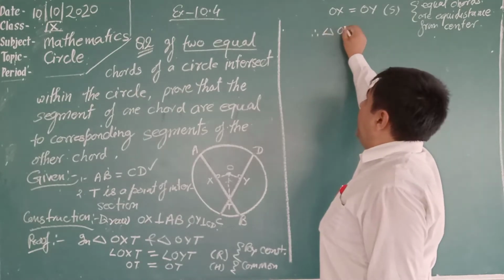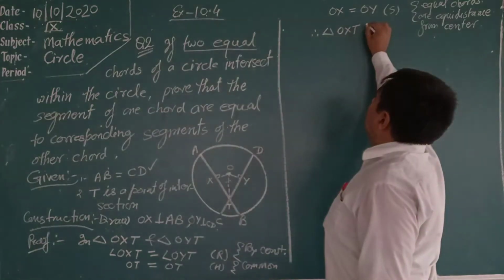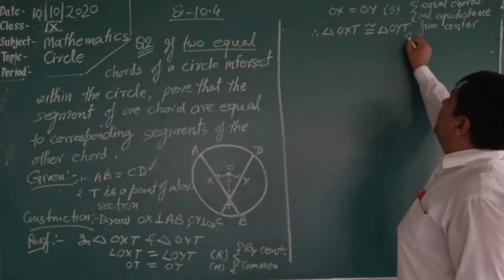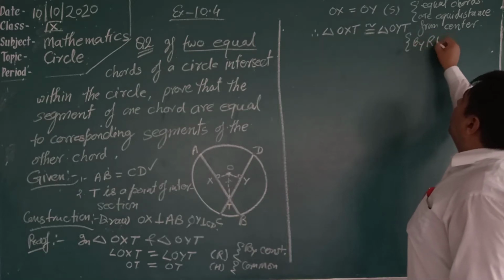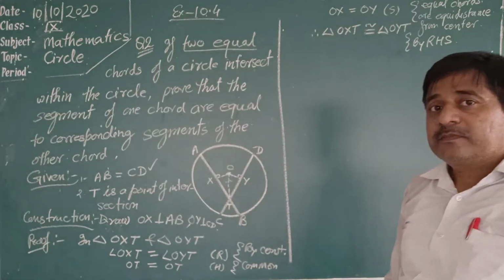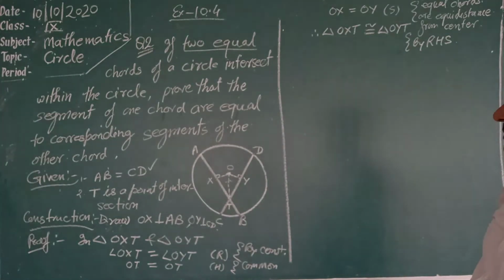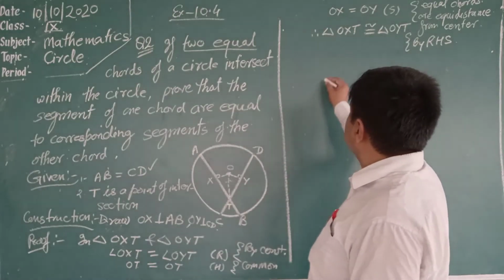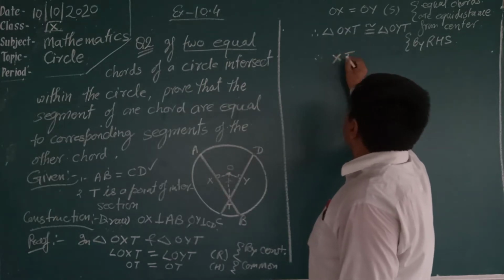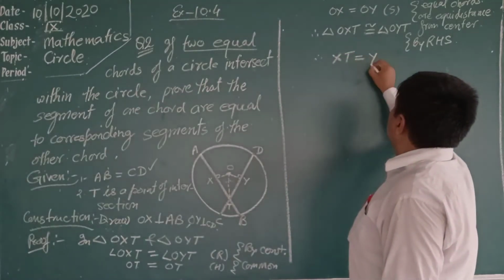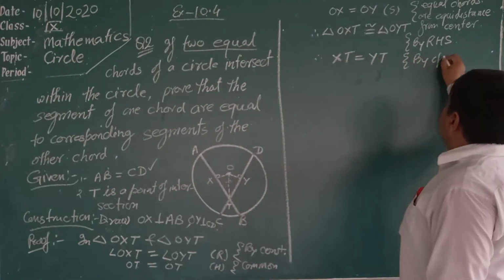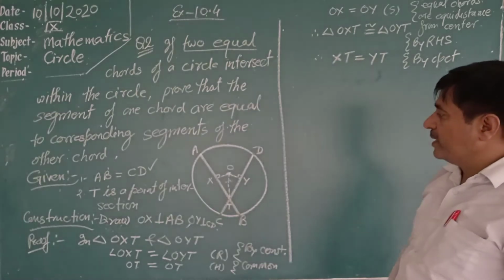Triangle OXT is congruent to triangle OYT by RHS. Next, by CPCT what can we say? By CPCT, XT is equal to YT.